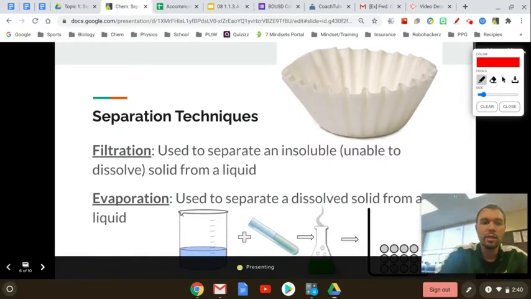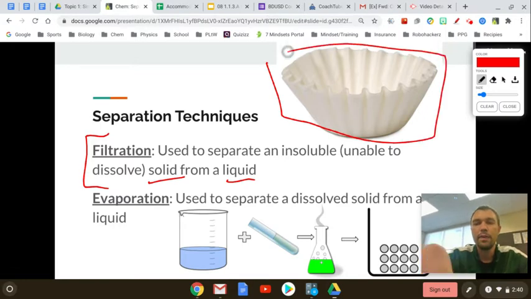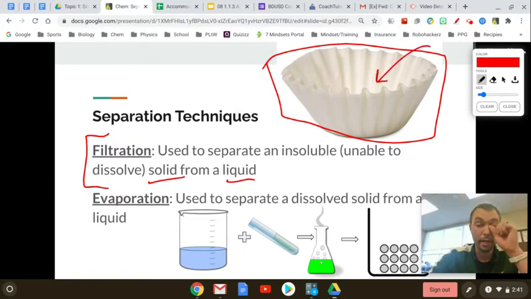One technique is called filtration. Filtration is used to separate an insoluble solid, which means it can't dissolve, from a liquid. A good example here would be a coffee filter. If you don't know, you put coffee grounds in here. You take coffee and you grind it up. Now it's still a solid.